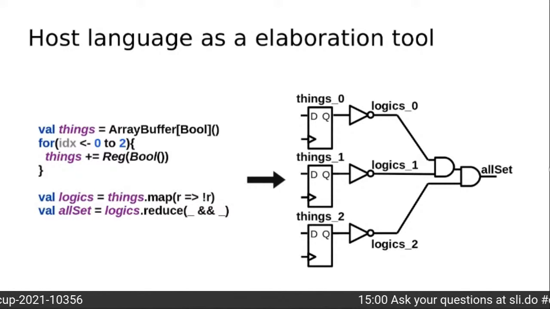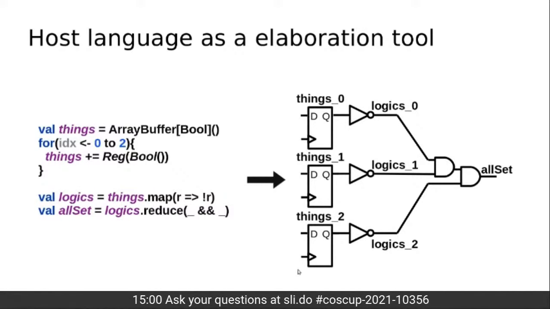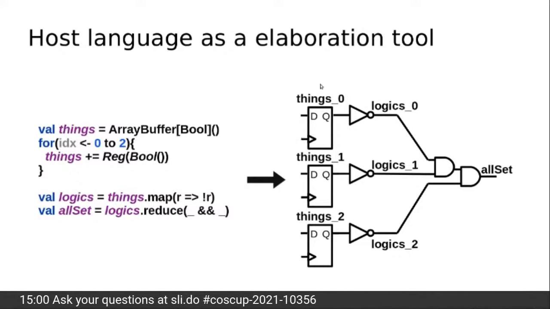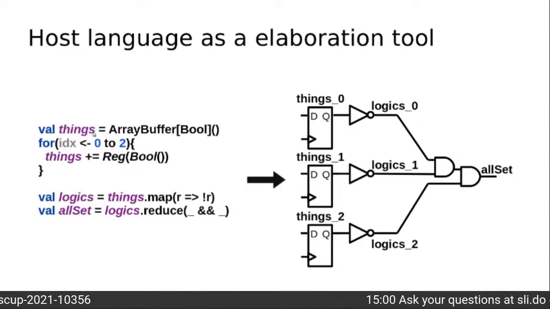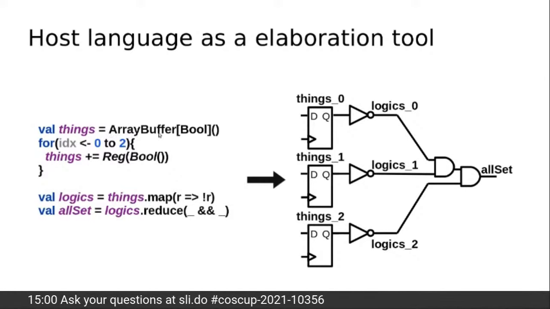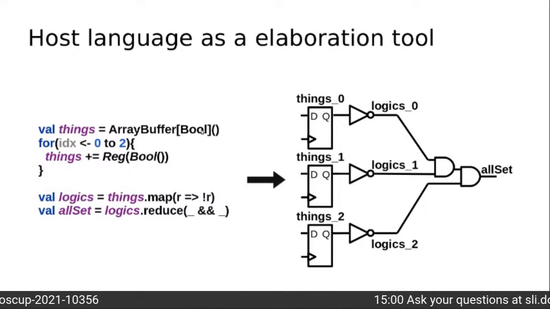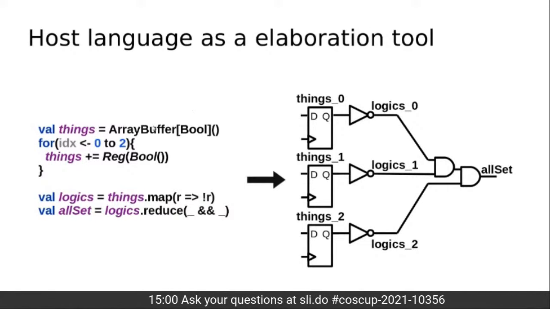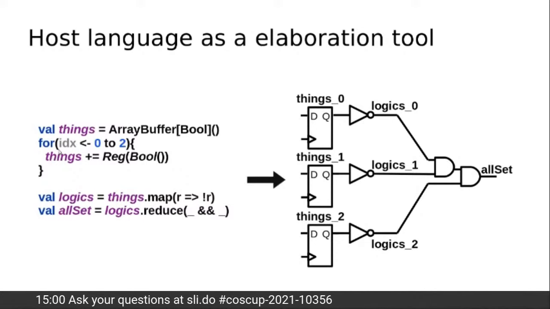So let's look at the example. It's a dummy example, but I'll try to keep things not too complicated. Let's define an array of things which are registers. I can use, for instance, the Scala collections, like a mutable ArrayBuffer, which is really a Scala thing, of type Bool. Then I can add those registers into that mutable array, using a for loop and simple things.